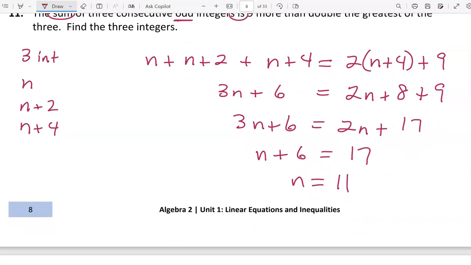So it looks like our three integers are 11 is the smallest, 13 is the next largest, and 15 is the largest of the three.